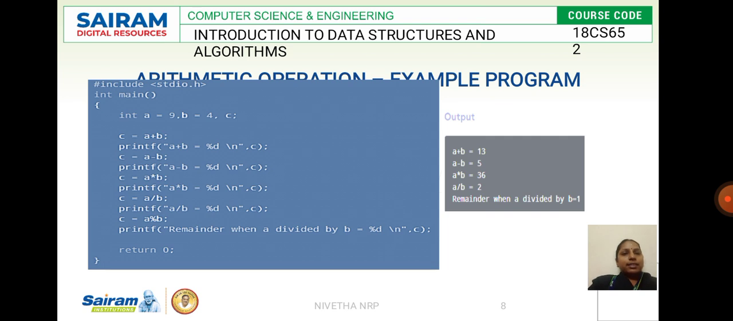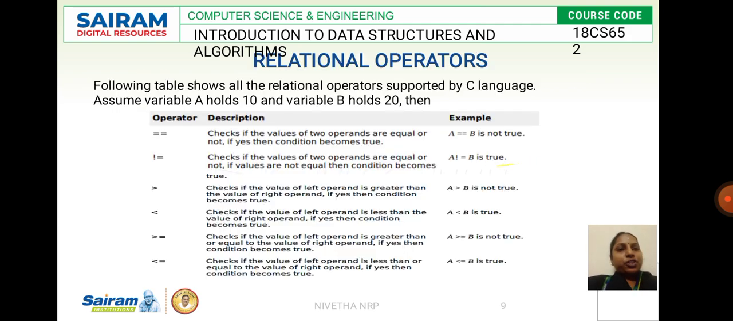Here is an example program for that. I initialize the value of a as 9 and b as 4, and c. I am going to perform mathematical operations over a and b and store the result in c. First, c is equal to a plus b: I add a and b and store it in c. Next, subtraction: I subtract the value of b from a and store it in c. This is one example of performing arithmetic operations.